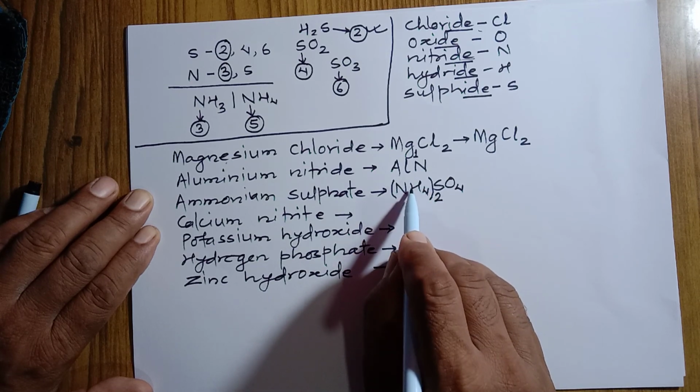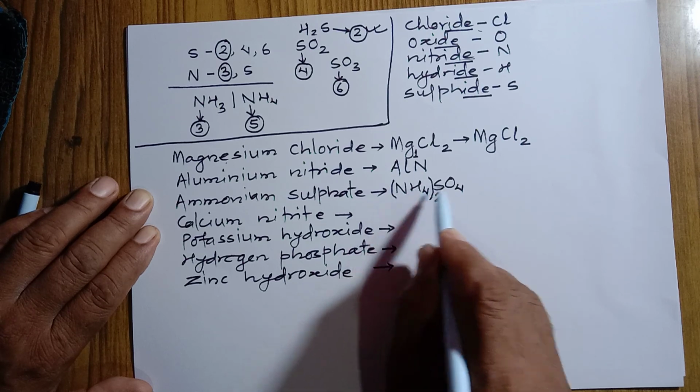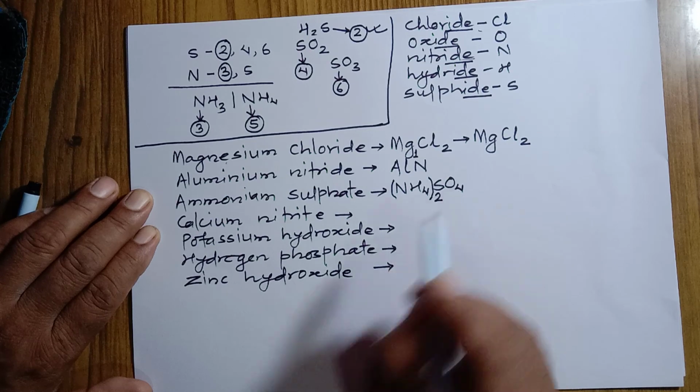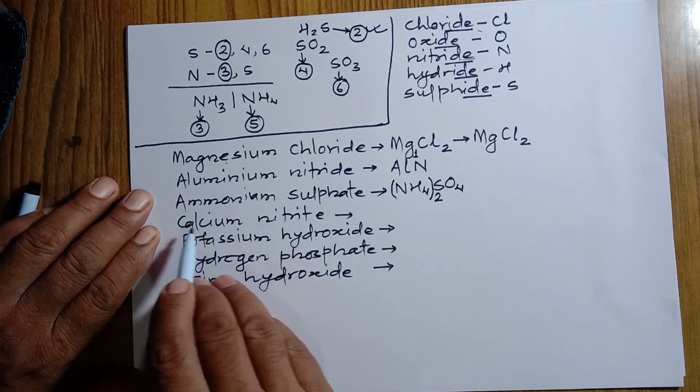That's why the valency of ammonium is 1, and 1 is not necessary to transfer like this. That's why ammonium sulfate is (NH4)2SO4.